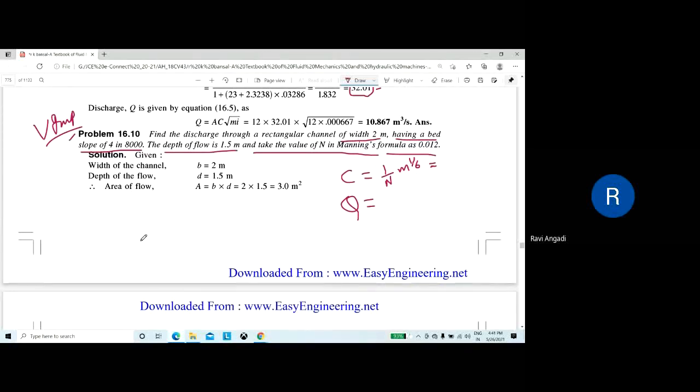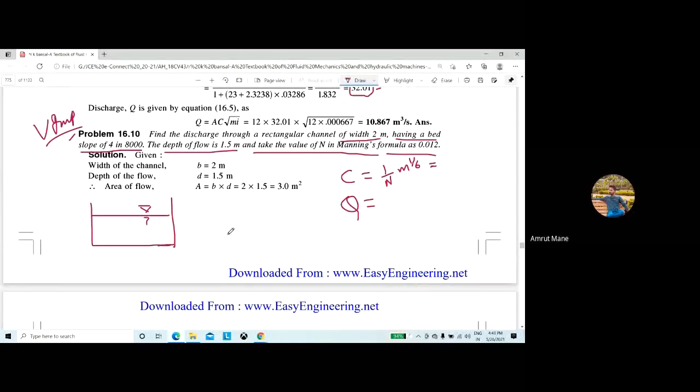Find the discharge through a rectangular channel of width 2 meter having a bed slope of 4 in 8000. The depth of flow is 1.5 meter and take the value of n in Manning's formula as 0.012. Again, it's a rectangular channel. You can draw the rectangular channel.